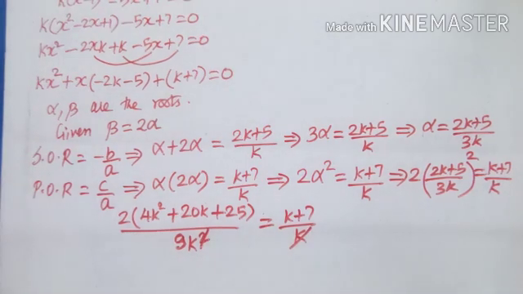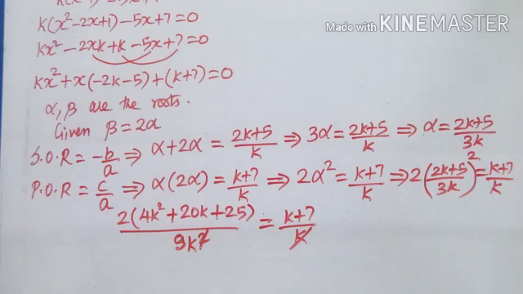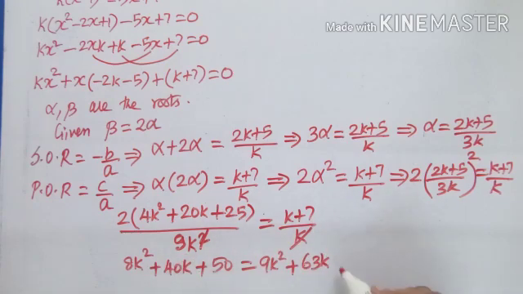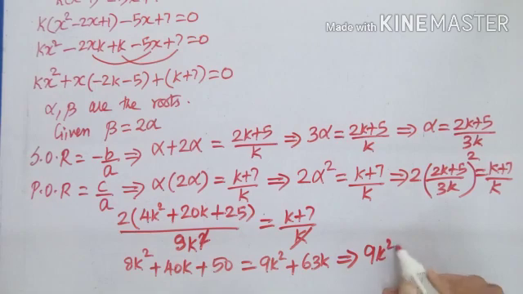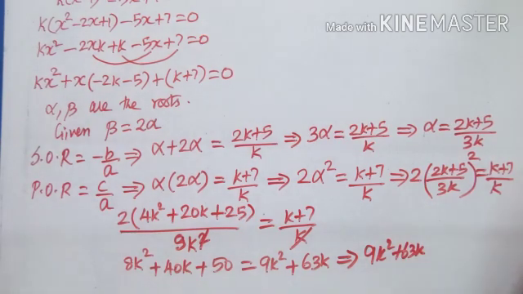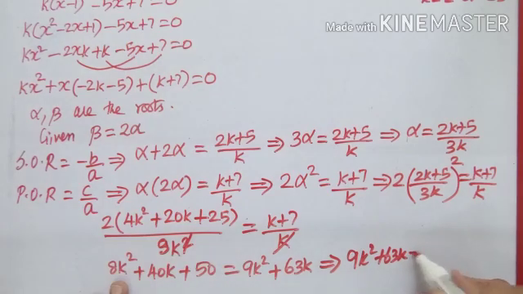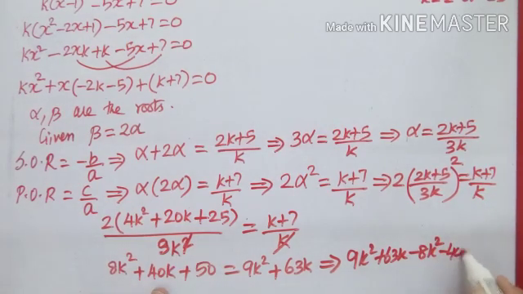1k and 1 square I can cancel. Let us cross multiply. First of all here, 2 into 4k square, 8k square. 2 into 20k, 40k. 2 into 25, 50. Cross multiplying, 9k into k, 9k square. 9k into 7, 63k. This implies bringing everything to the same side: 9k square, 63k. Bring all this to the right side: minus 8k square, minus 40k, minus 50 equal to 0.